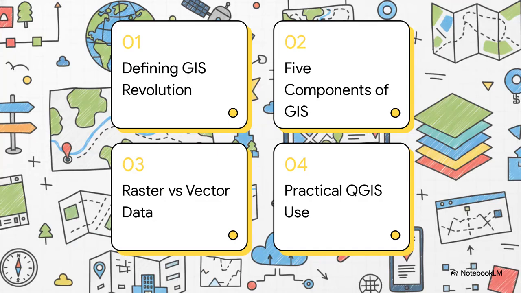Here's a quick look at our agenda for today. First, we'll define the GIS revolution. Second, we'll look at the 5 core components of GIS. Third, we'll compare raster versus vector data. And finally, we'll jump into some practical application using QGIS.